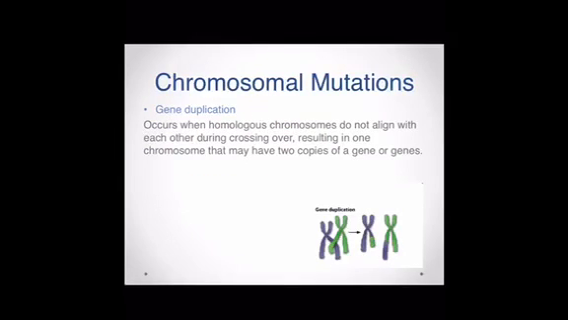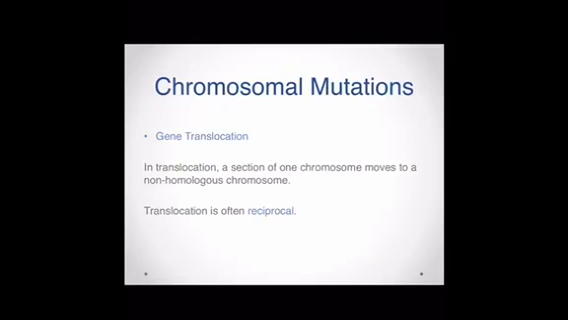Next is chromosomal mutations. The first type of chromosomal mutations is gene duplication. Now recall during meiosis, specifically prophase, homologous chromosomes, which are chromosomes that have the same order of genes, exchange DNA segments through crossing over. However, if the chromosomes do not align with each other, these segments may be different in size. As a result, one chromosome may have two copies of a gene or genes, and the other chromosome may have no copy of the gene or genes.